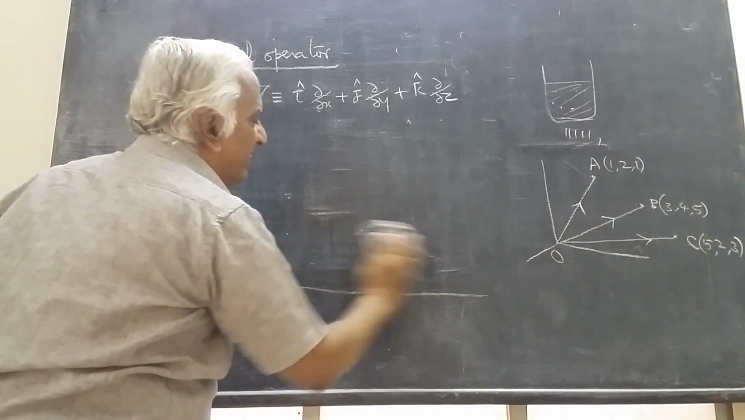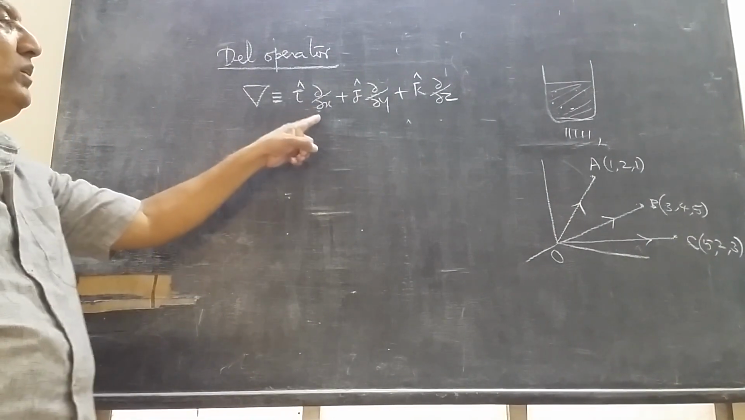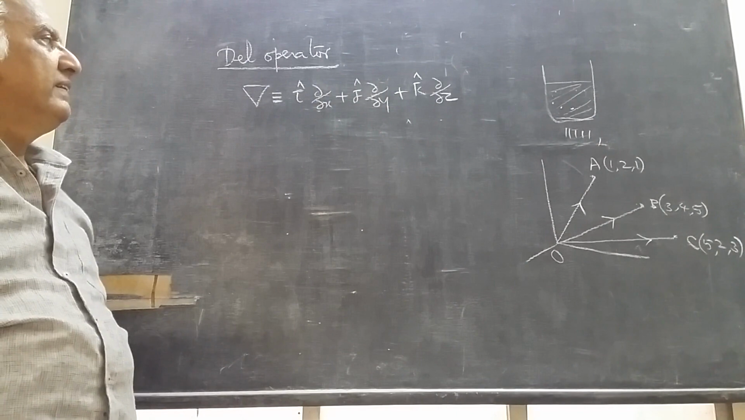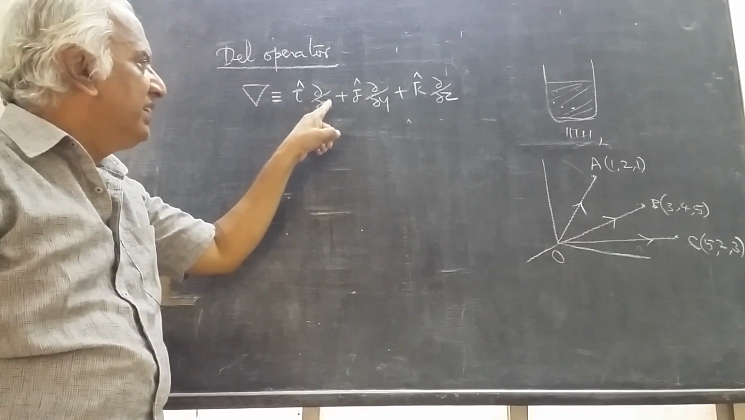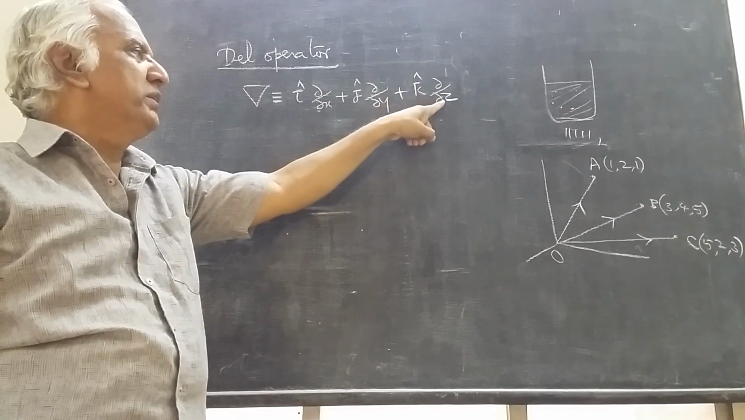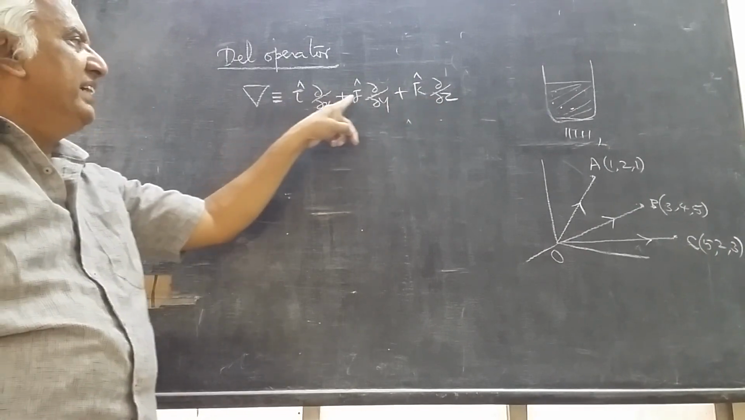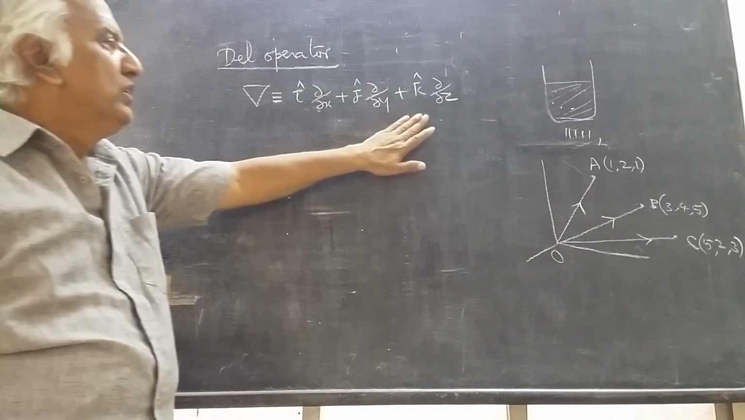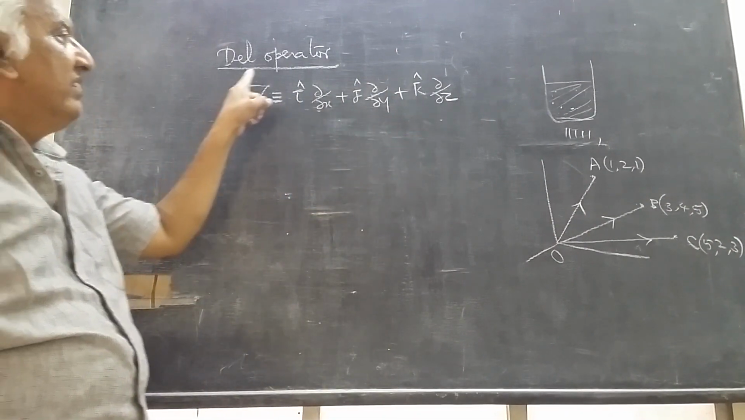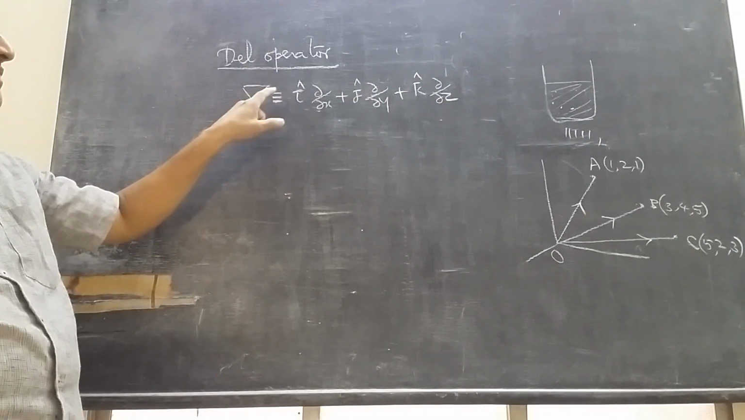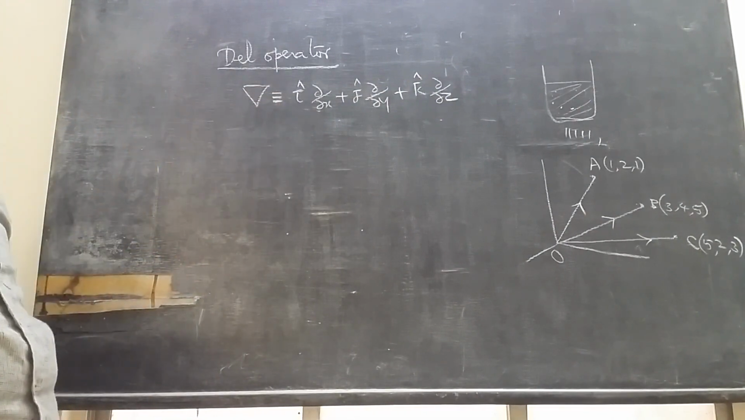Like that, here we have got ∂/∂x, ∂/∂y, ∂/∂z. No value for that. So this stands for an operation: differentiate with respect to x partially, with respect to y partially, with respect to z partially. i, j, k are unit vectors along the x-axis, y-axis and z-axis. So this is a vector operator, called del.